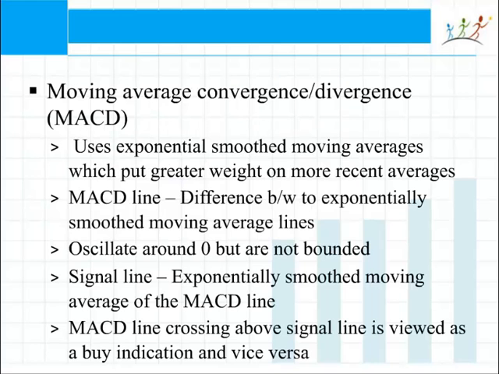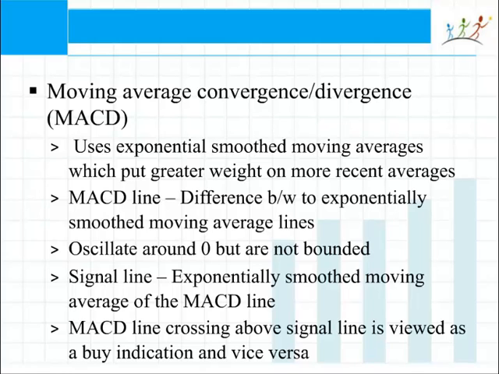The final oscillator, and you don't have to remember the mathematics of these things, numericals will not be asked from them, you only need to know the concepts. The third oscillator is called the moving average convergence divergence line, or the MACD line.